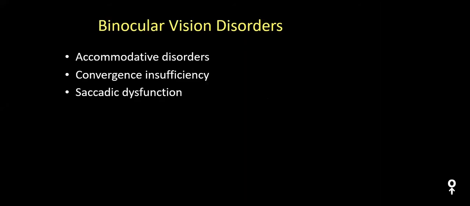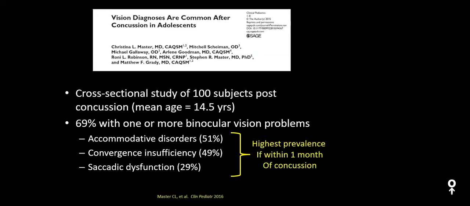But what I really want to focus on for the rest of this talk are the binocular vision problems that are very, very common in the setting of concussion. And these include problems with focusing, also known as accommodative disorders, problems turning the eye in, or convergence insufficiency, and then problems with very accurate rapid eye movements, and these are called saccades. Next slide.